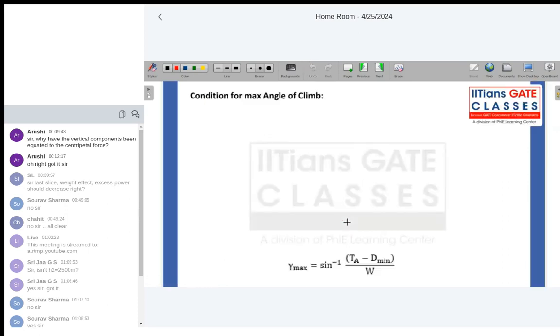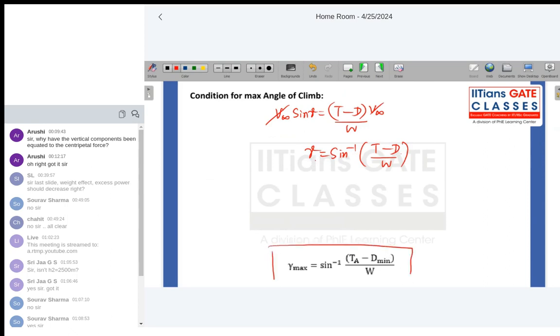Now we'll see what is the condition for maximum rate of climb. We know that V infinity sine gamma is nothing but thrust minus drag into velocity divided by weight. If I cancel V infinity, here we get gamma equal to sine inverse of thrust minus drag divided by weight. So gamma max occurs at a condition where drag is minimum.